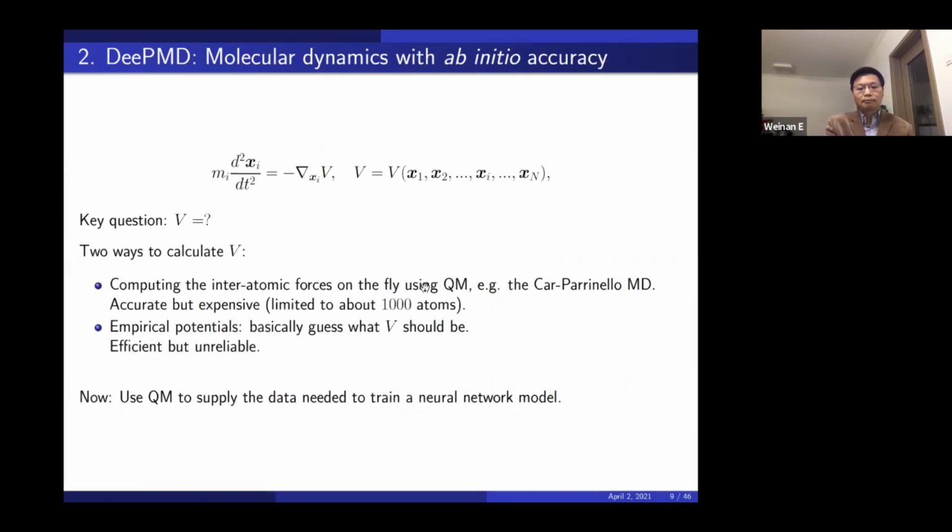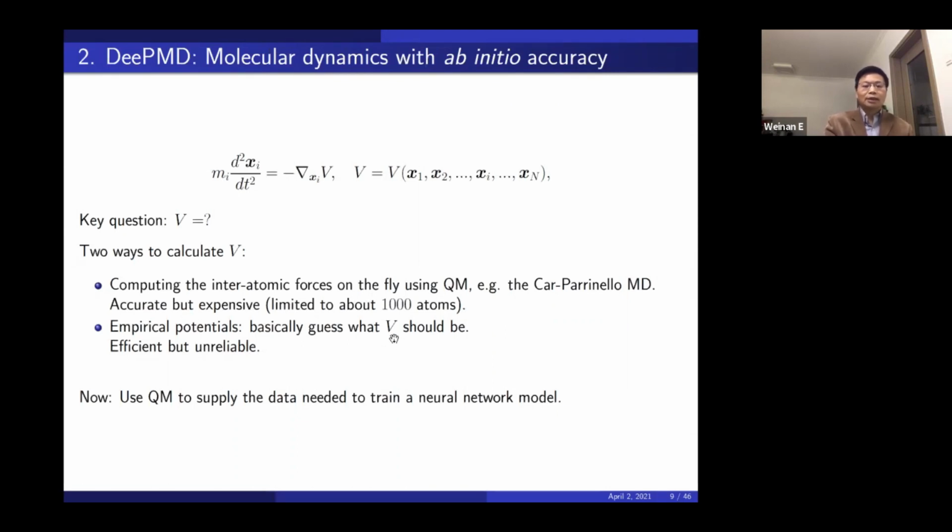The other way to do it, developed by Car and Parrinello, is to calculate this atomic force on the fly using some quantum mechanics model, for example, density functional theory. So that's another way to do it. And these are called ab initio molecular dynamics. Now, in these two strategies, one is very accurate, but not very efficient. Car-Parrinello molecular dynamics can handle 1,000 atoms, and that's about it. And empirical potential is very efficient, of course. You can do millions of atoms, but it's not reliable.